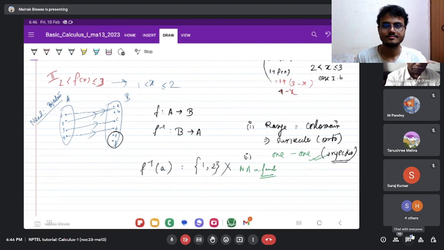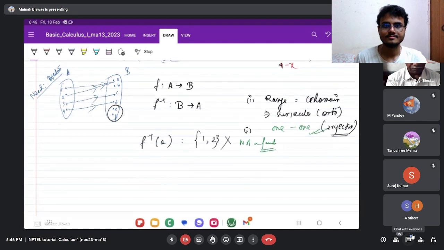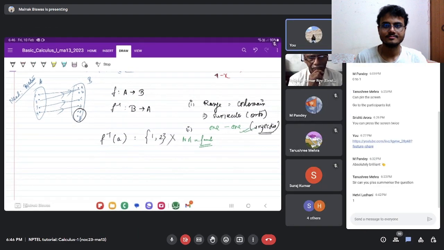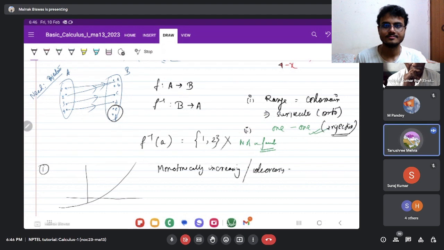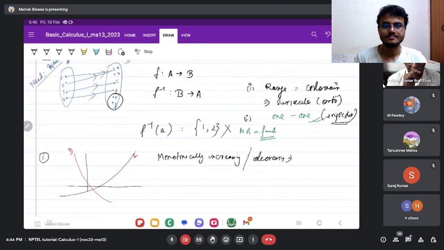This is a good place to tell you a good check for seeing if a function is one-one or onto. You don't even need to remember this. You can see the graph. If a graph is monotonically increasing or decreasing, will it be a one-one function or a many-one function? This is a decreasing function, this is an increasing function.